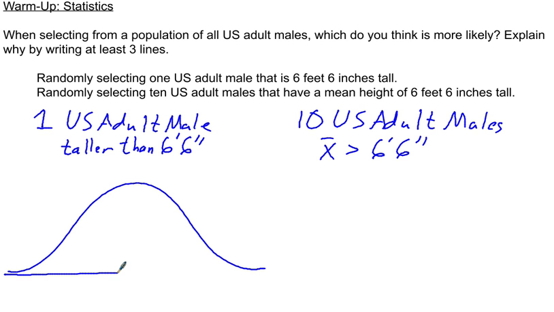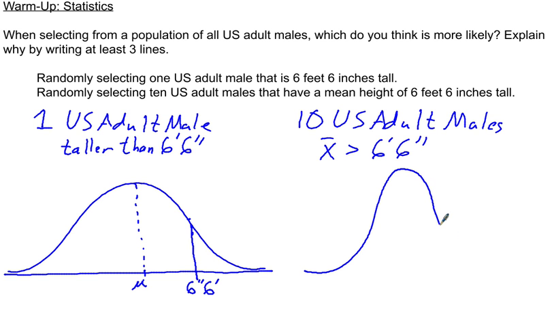the mean is about 69 inches, standard deviation about 3 inches. So here's our mean, and we know that 6 feet 6 inches is taller than the mean. So I'm just going to draw it in up here somewhere. Now with the sampling distribution, we take the standard deviation of the population and divide it by the square root of the sample size, 10, to get the standard error. So this distribution is narrower.